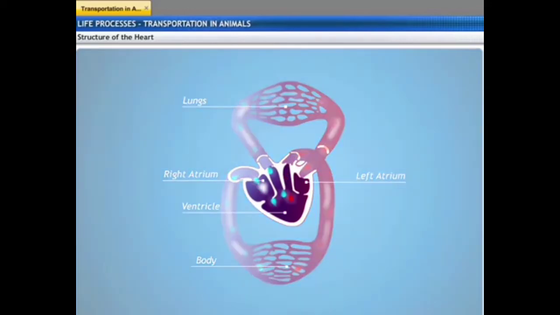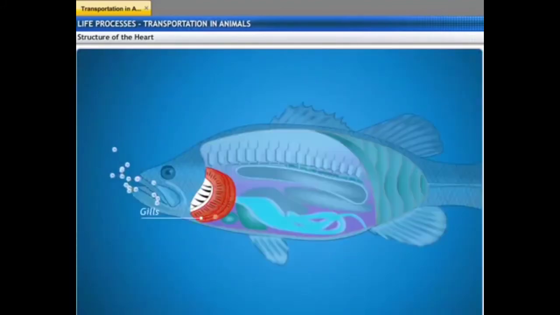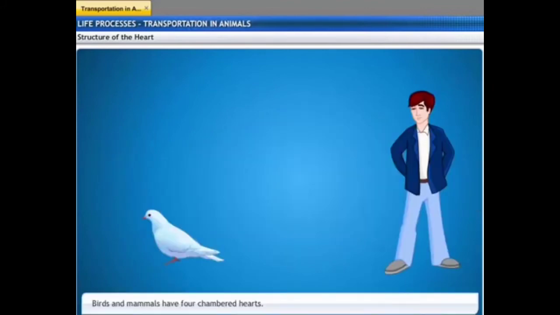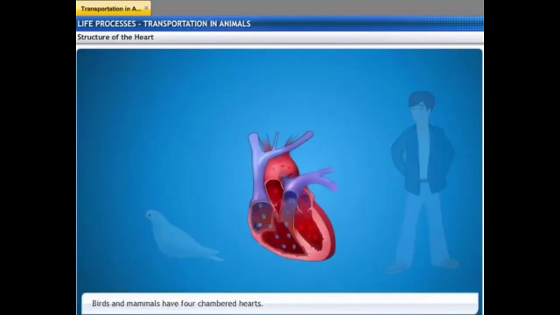The disadvantage of a 3-chambered heart is that oxygenated blood mixes with deoxygenated blood as there is no mechanism to keep them separated. Although fish have a 2-chambered heart, most of the oxygen required by the body is extracted by the gills. All birds and mammals have 4-chambered hearts that contain 2 atria and 2 ventricles.